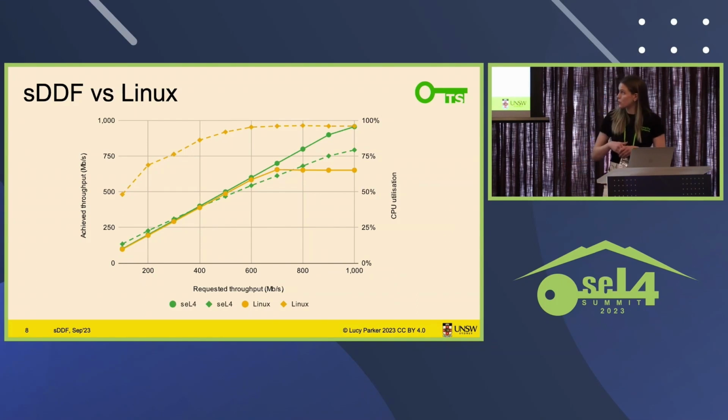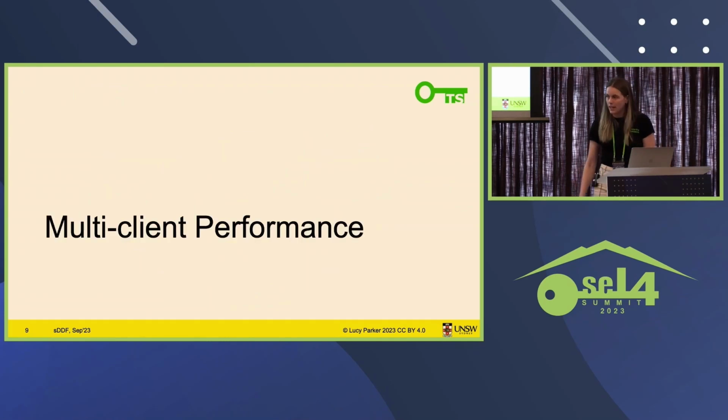You can compare that to the solid yellow line, which is Linux. You can see that that system actually maxes out at about 650 megabits per second. If you look at the dotted lines for the CPU load, the reason why Linux maxes out is because the CPU becomes overloaded, compared to seL4, which is actually just shy of 80% load at wire speed. So this is pretty cool. But the multiplexers don't do any multiplexing because they're just servicing a single client.